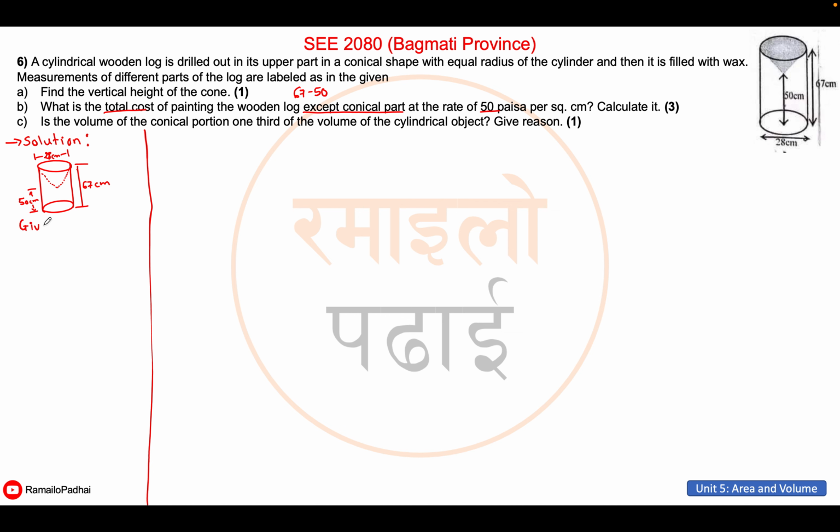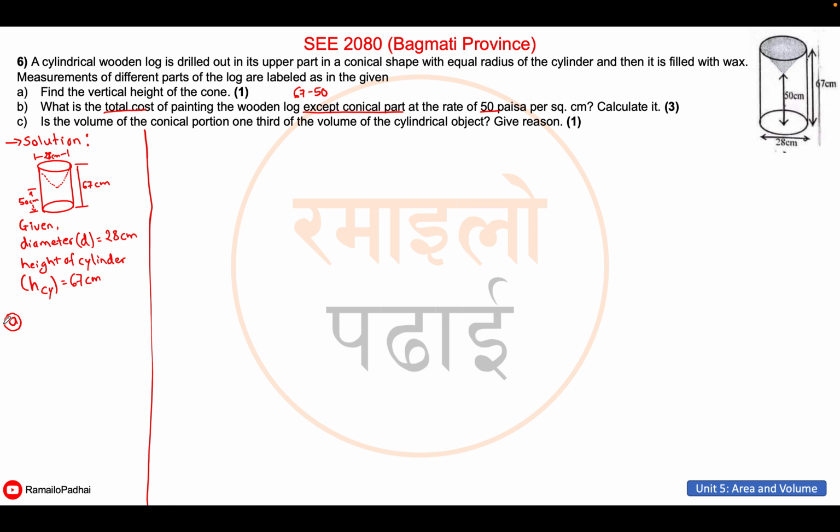Given: diameter D is equal to 28 centimeter, height of cylinder, which we will write as HCY for cylinder, is equal to 67 centimeter. And we are not sure what to write for this 50 centimeter, so we will write distance. No, we will not write that.